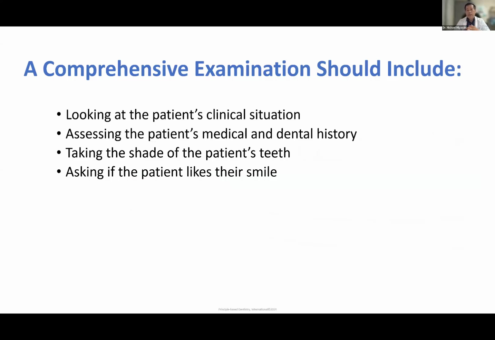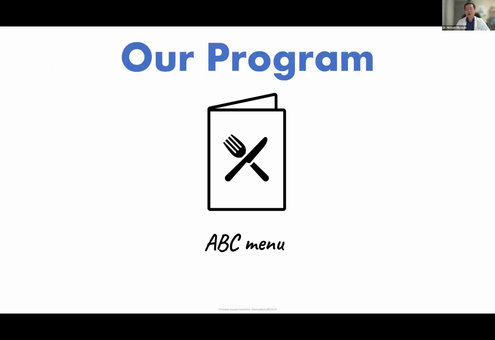So here's a point: a comprehensive examination should include looking at the patient's clinical situation, their medical and dental history, and then also taking the shades of the patient's teeth and asking if they like their smile. You could ask them directly or maybe with that form. Because I know it's hard to meet a patient for the very first time and say, man, you've got ugly teeth. We need to do something about that. But if they have it on that form where they don't like their smile, it's a lot easier to approach.